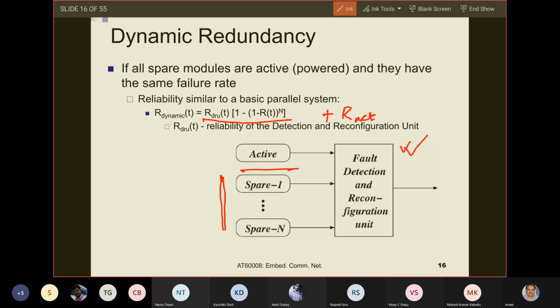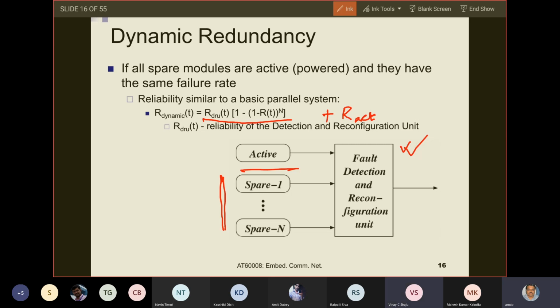Sir, 1 minus R_T raised to n is all these n spares failing together. Yes, all the n spares failing together. And R_DRU is the reliability of the fault detection and reconfiguration unit. Right. So what does R_DRU times 1 minus (1 minus R_T) to the power n tell me? That is the reliability of the fault detection unit combined with the spares, that cluster. Yes, understood.